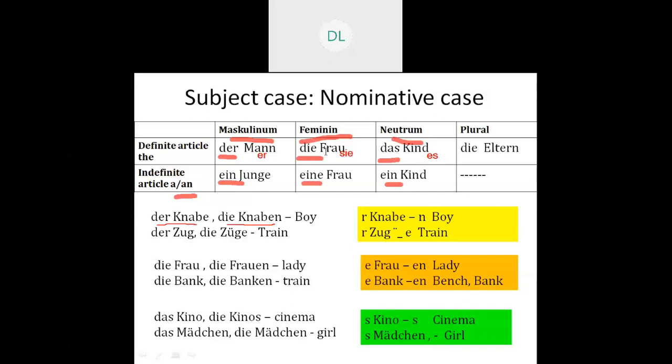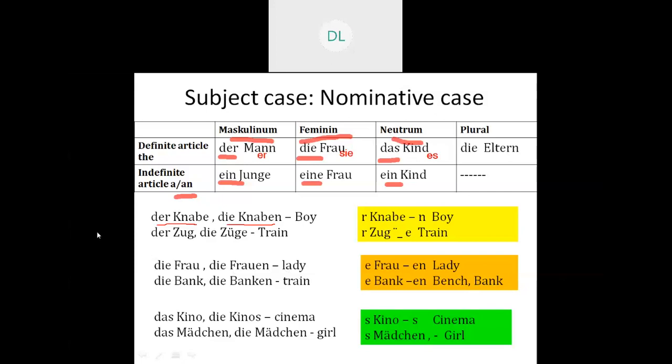Die Frau, that is the lady. And here, if you come to the bottom, die Frau and die Frauen. One is your singular, one is your plural, and the meaning is also specified to you.